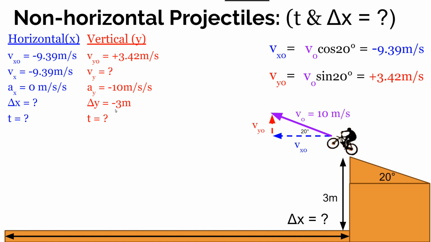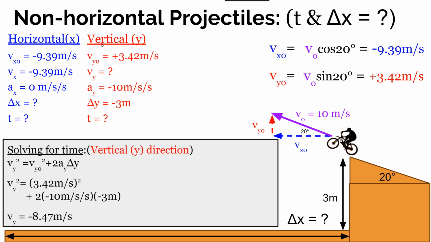Well, when we did this for horizontal projectile problems, we solved for time using information about the vertical part of the motion, or the y direction. So let's do the same thing, except this time we're going to have to use a slightly different equation. If we use our kinematic equation, which is final velocity in the y squared is equal to the initial velocity squared plus 2 times the acceleration in the y direction times the change in y position, we can solve for the final velocity in the y direction and then use that to figure out what the time is.